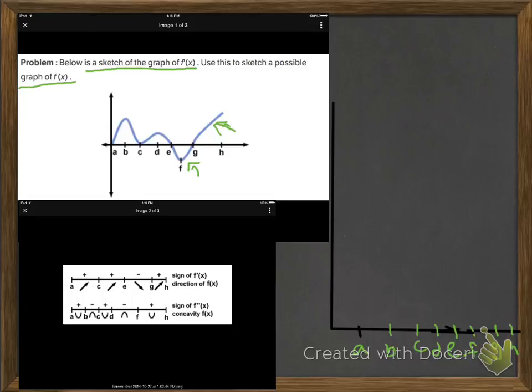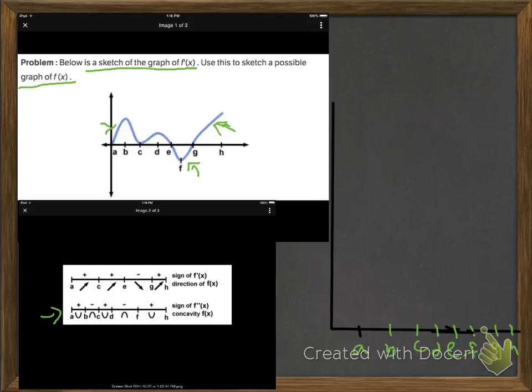So the next piece that I want to look at is the slopes of the derivative. From A to B, my slope of my derivative is positive. So my second derivative that I have down here from A to B is positive, which means it's concave up. From B to C, my slope is negative. So that means that it's concave down.